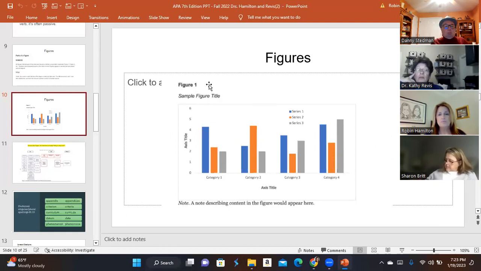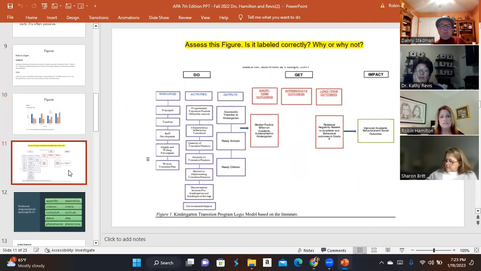Figure 1 in bold, figure whatever number in the sequence in bold. Beneath there, take away the bold, in italics, a brief title. Beneath your figure, you're going to have in italics, note, period, and then you're going to write a little note that describes what we see in the figure. There's 3 things you have to do every time you have a figure.